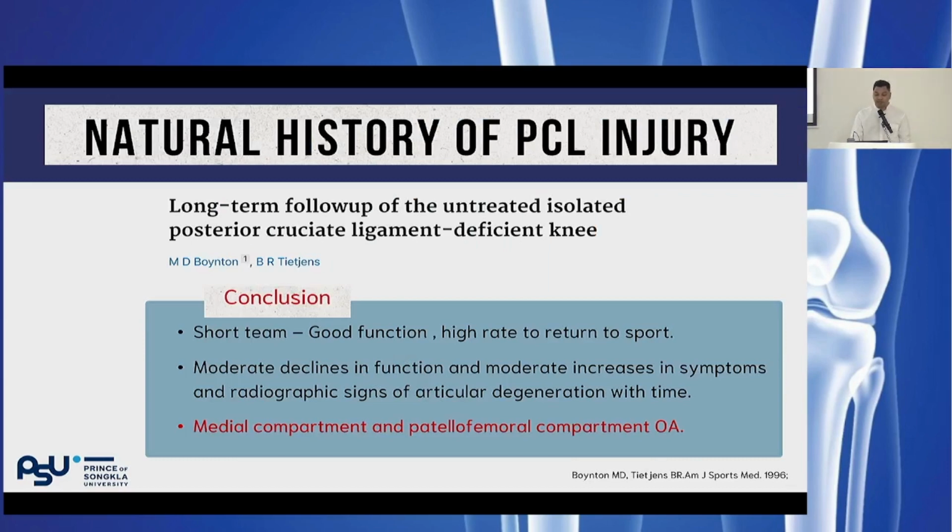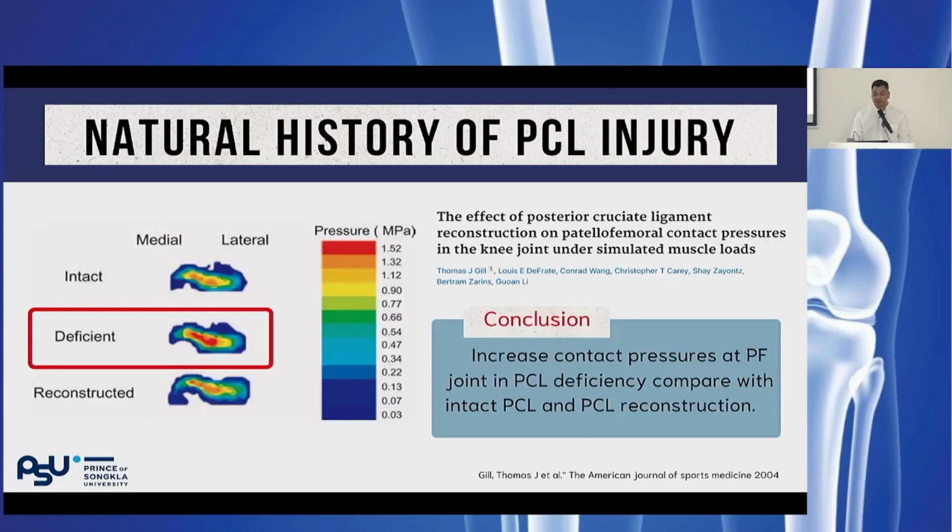This paper evaluated the long-term follow-up of untreated PCL injury in short-term and moderate-term, and finally medial compartment and patellofemoral compartment OA had developed. And this paper showed the effect of posterior cruciate ligament reconstruction on the patellofemoral contact pressure in the knee joint under simulated muscle load. In chronic PCL insufficiency, the red color shows the high contact pressure at the PF joint, in PCL deficiency, compared with the intact PCL and PCL reconstruction.